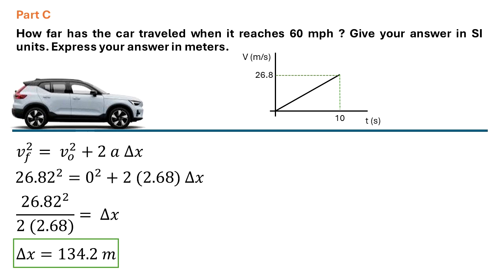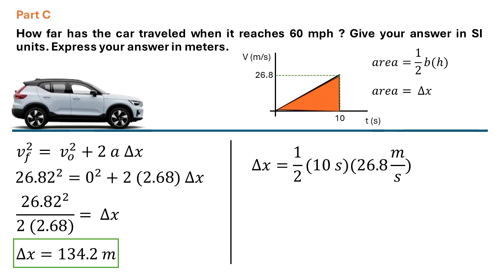This is the displacement that the car had from the beginning, at time 0 seconds, to the end, at time 10 seconds. Just to double check our answer, let's find the displacement as the area below the curve of this velocity versus time graph. You see that the area is now in orange, and that represents delta x, the displacement of the car from the beginning to the end.